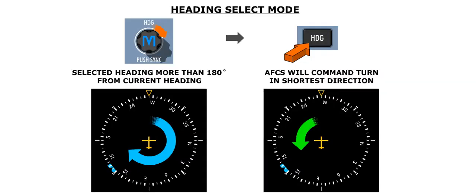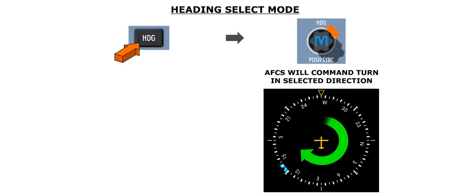If the heading to follow is more than 180 degrees from the aircraft heading existing at the time the heading select mode is engaged, the AFCS will command a turn in the shortest direction. However, heading changes made after the heading select mode is engaged will cause the AFCS to command a turn in the direction of the heading change.